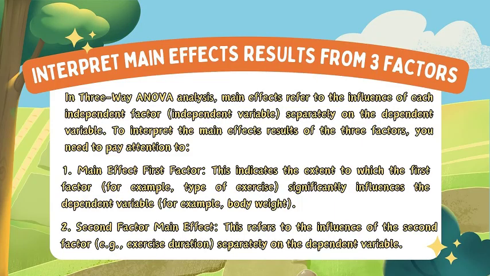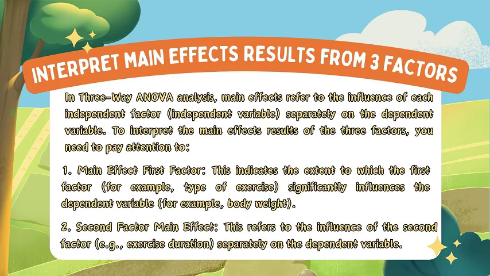Interpret main effect result from three factors. In three-way ANOVA analysis, main effect refers to the influence of each independent factor or independent variable separately on the dependent variable. To interpret the main effect result of the three factors, you need to pay attention to number 1. Main effect first factor. This indicates the extent to which the first factor, for example, type of exercise, significantly influences the dependent variable, for example, body weight.